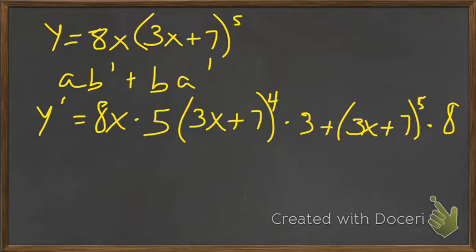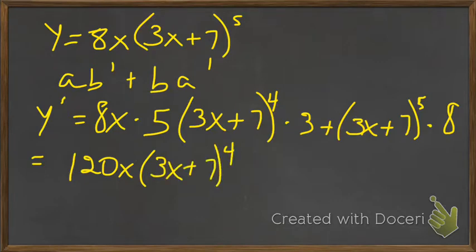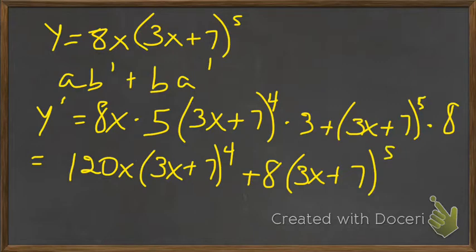Time to simplify. What have we got? We have an 8 times a 5 times a 3. Well, that's 40 times 3, which is 120x, and (3x + 7) to the 4th. In the back, well, we have an 8. Put that out front as usual. 8 times (3x + 7) to the 5th.